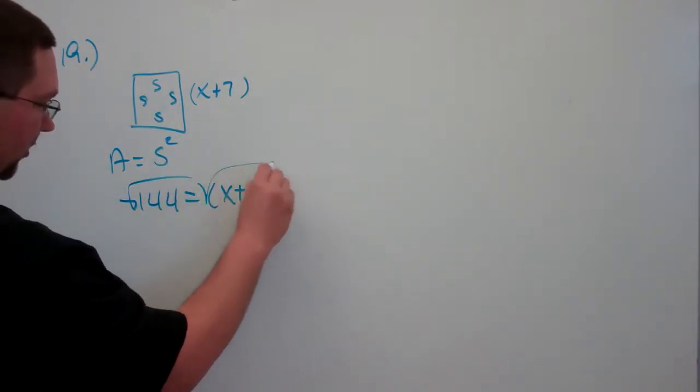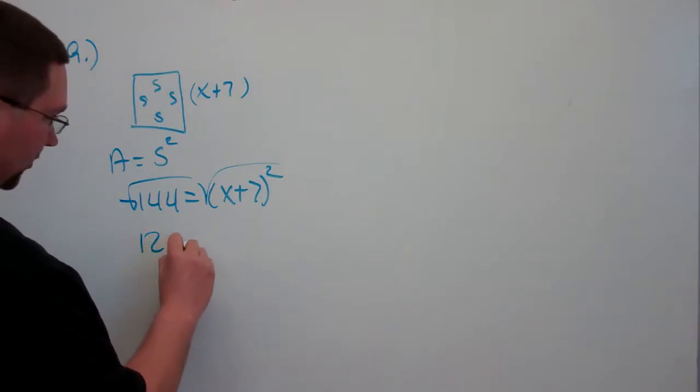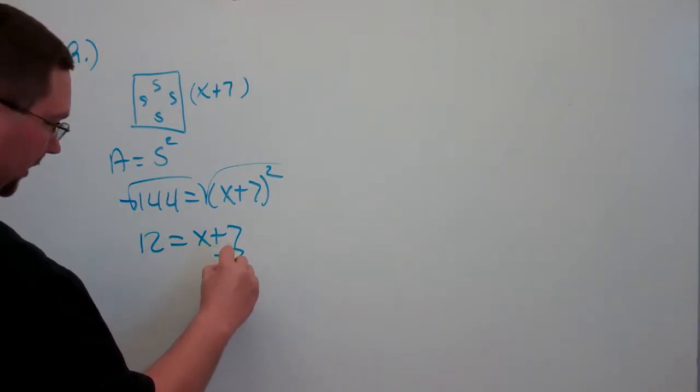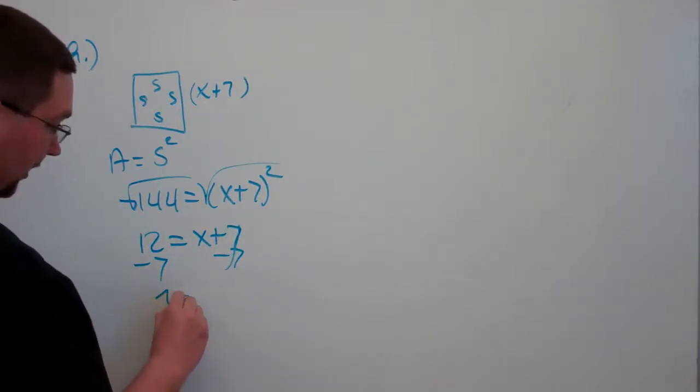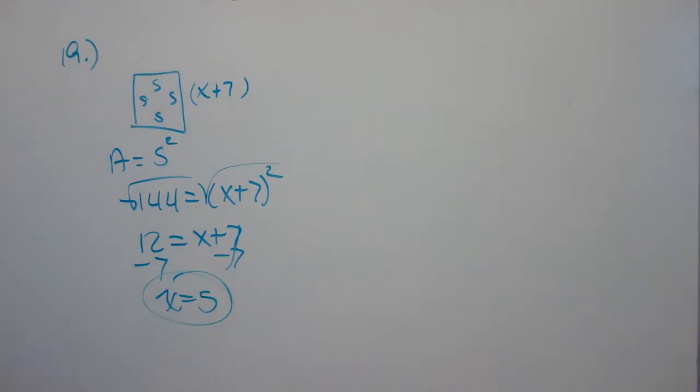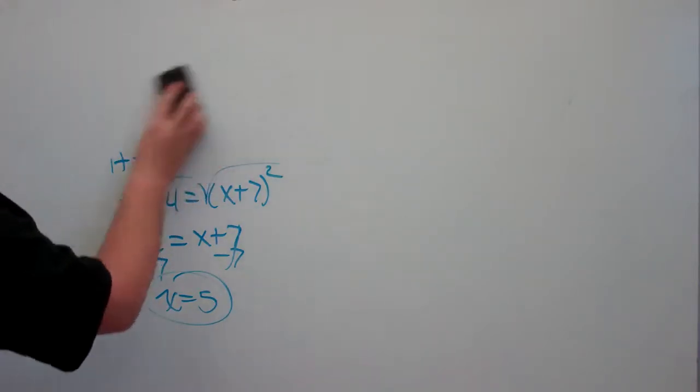Keep solving, take the square root of both sides. 12 equals x plus 7, minus 7, minus 7, x equals 5. The original flower garden was 5 by 5. So the answer is letter D. All right. Number 20.